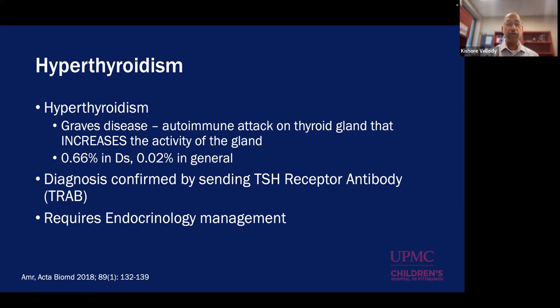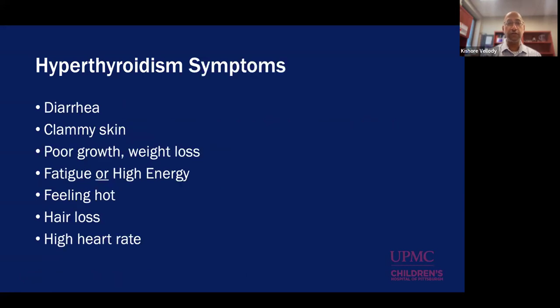This is not one that should be managed by a primary care doctor, or certainly even not by us at the Down Syndrome Center. Our symptoms are almost the opposite in many ways to what we saw with hypothyroidism. In this case, we're going to see things like diarrhea, clammy skin. We still will see issues with weight gain and growth, and certainly some issues with the hair, as well as heart rate changing from not being so slow, but actually being a high heart rate. And that can actually be one of the clues that we should be suspecting hyperthyroidism.